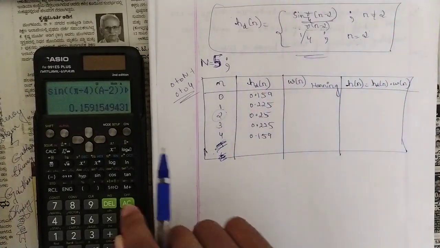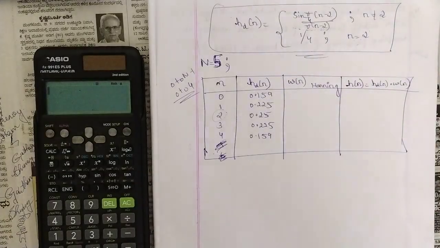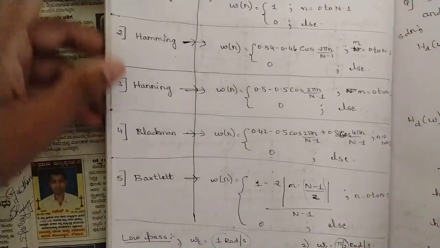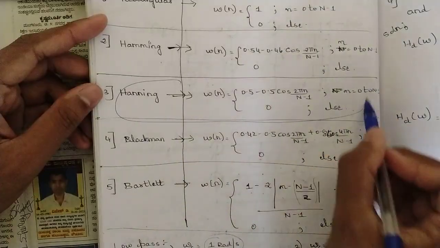Now the next task is to find the value of omega n, right? Using the Hanning window, again they have told us Hanning window, and the formula for the Hanning window is... Hanning, right? So this is the window here, Hanning window.